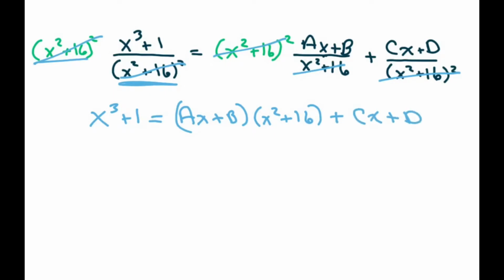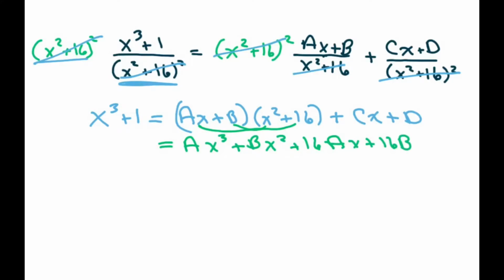Now, I'm going to go ahead and distribute this side. So you get ax cubed, and then I'm going to go ahead and go in this order so I don't have to rearrange these. Then I'll do my 16 here. So we get 16ax. And then we have plus 16b. And then just copy that down, plus cx plus d.